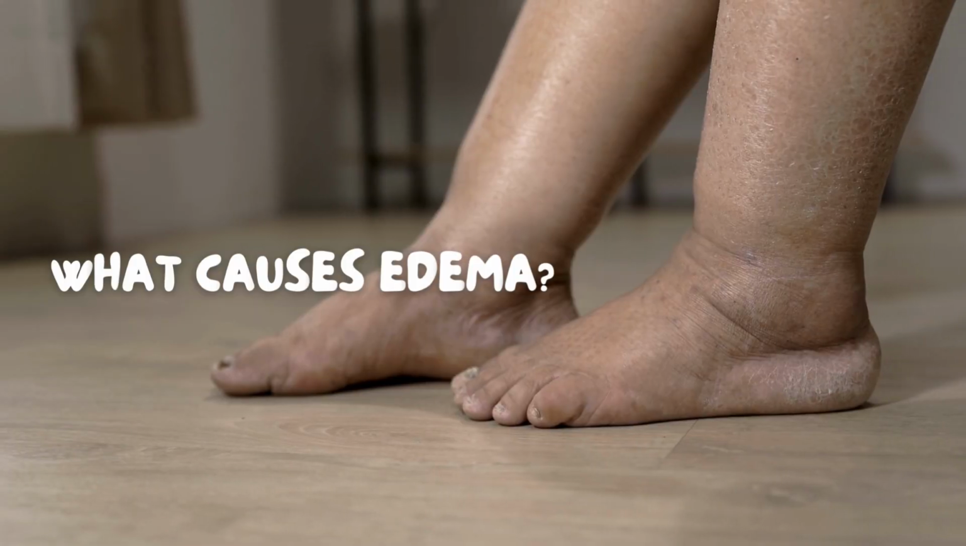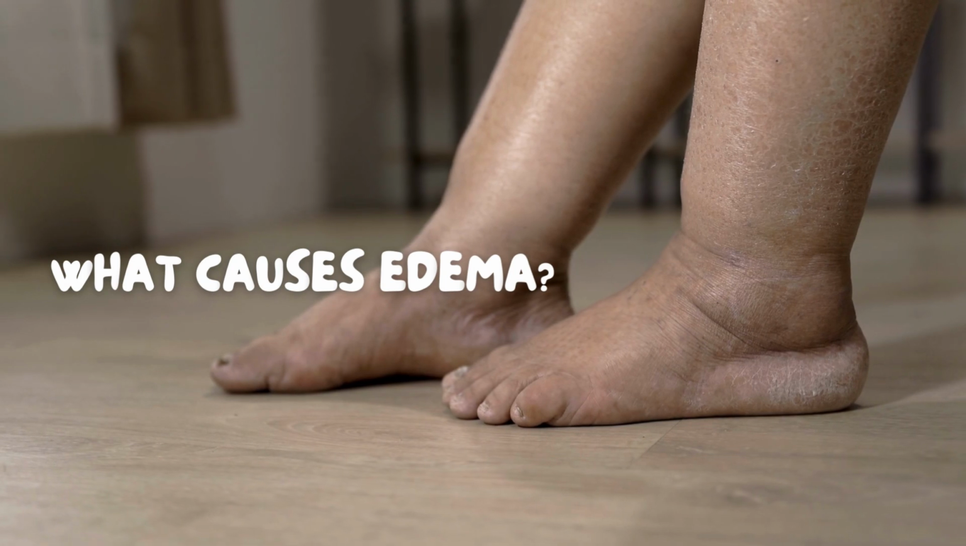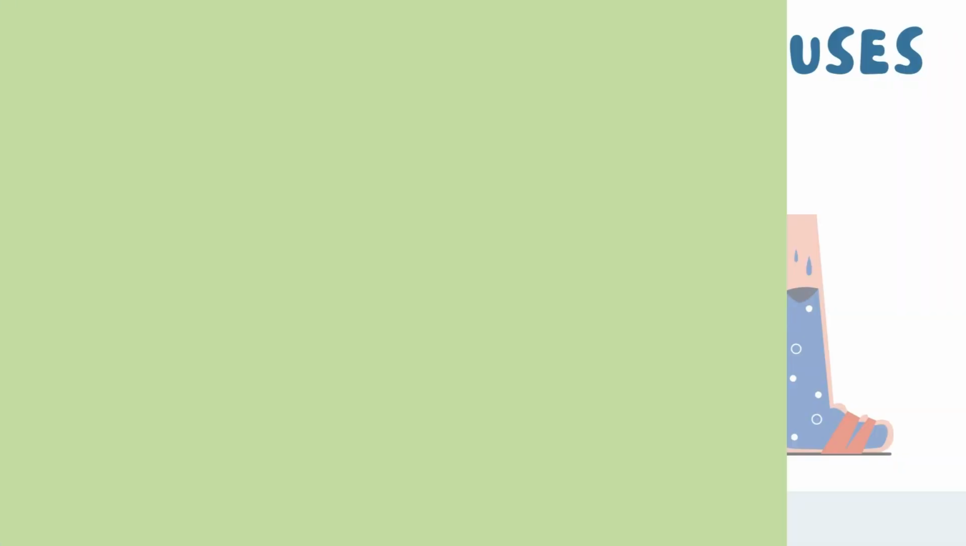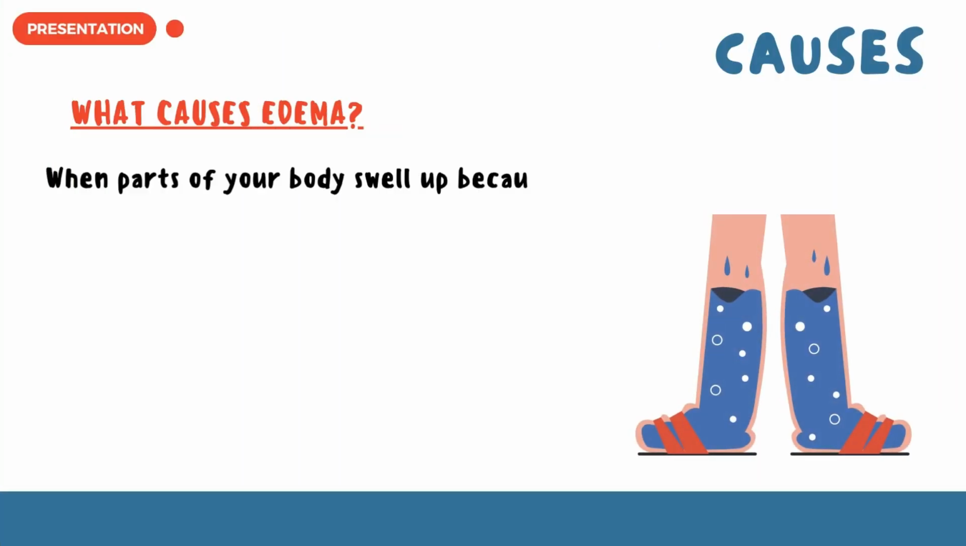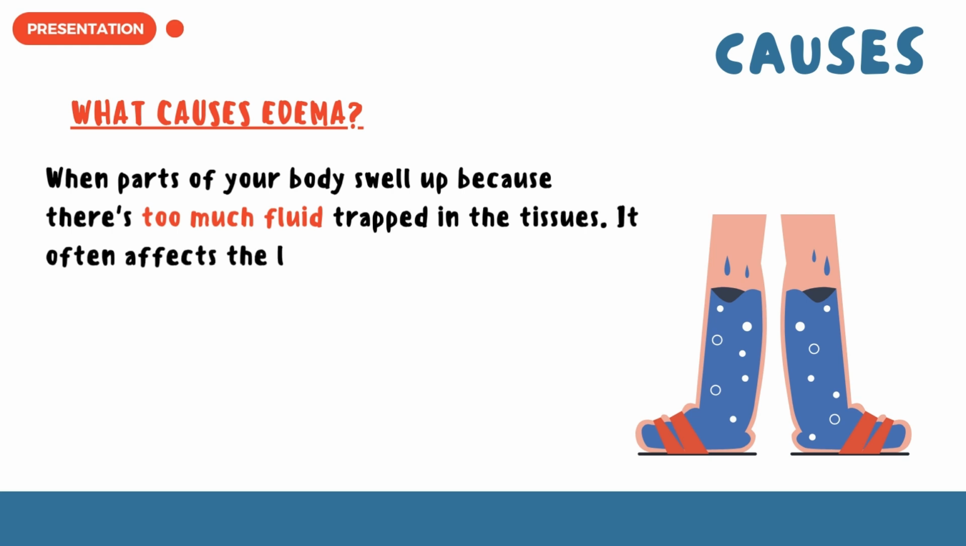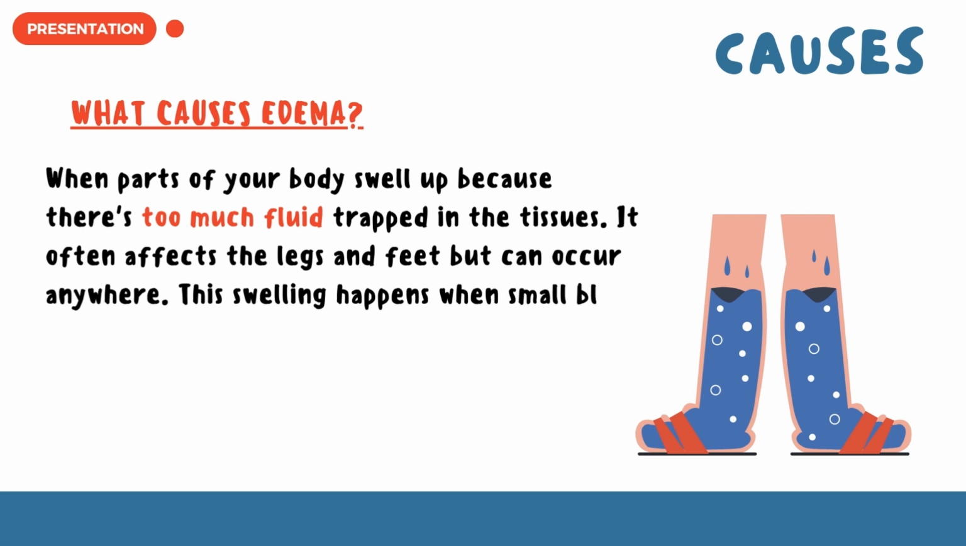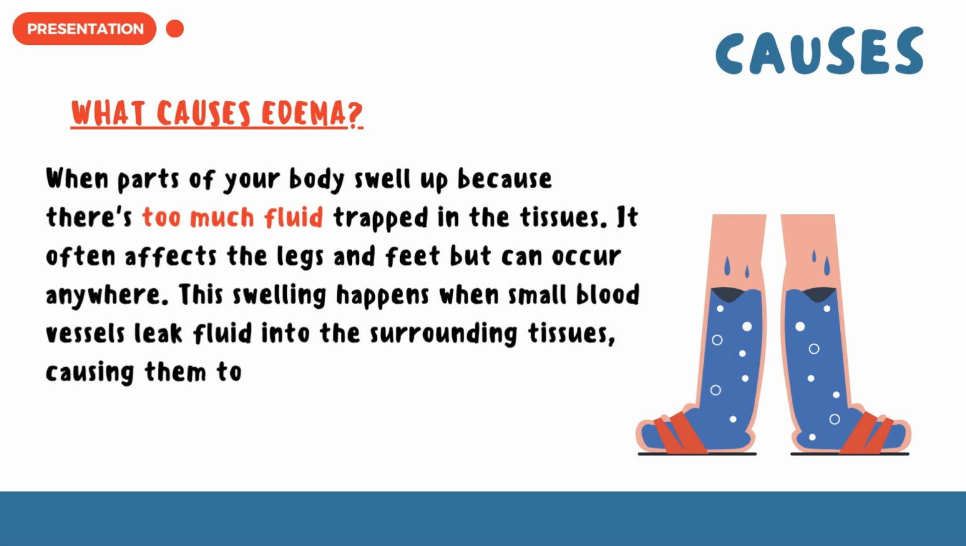Causes of edema. What do you think causes edema? So, when the parts of your body swell up, it's because there's too much fluid trapped in the tissues. It often affects the legs and feet but can occur anywhere. This swelling happens when small blood vessels leak fluid into the surrounding tissues, causing them to puff up.